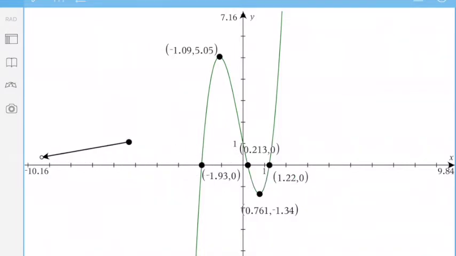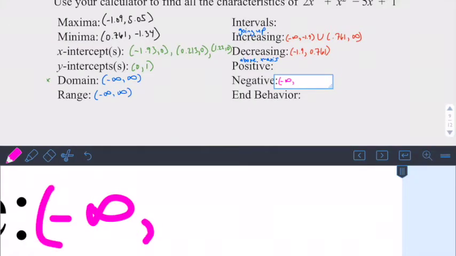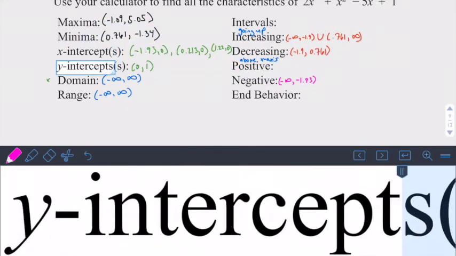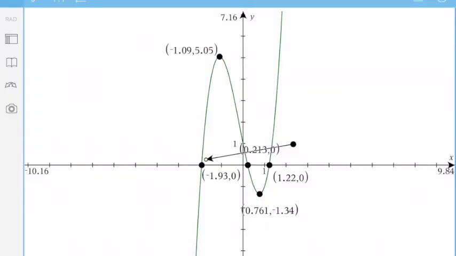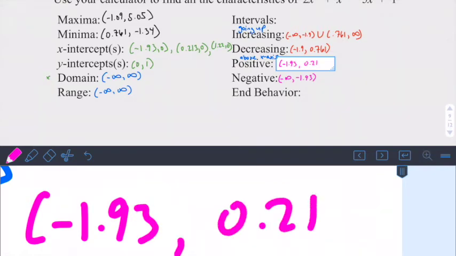So positive and negative. As we start reading the graph from negative infinity, it's negative. It's below the x-axis from negative infinity until negative 1.93. So remember, it started off negative from negative infinity to negative 1.93. And note, we're not using max and minimum, we're using x-intercepts now. Now the graph is positive. It's above from here until here, the next x-intercept. So from negative 1.93 to 0.213. So it's positive from negative 1.93 to 0.213.